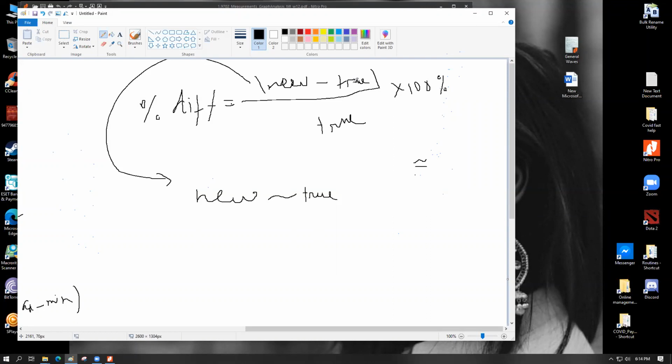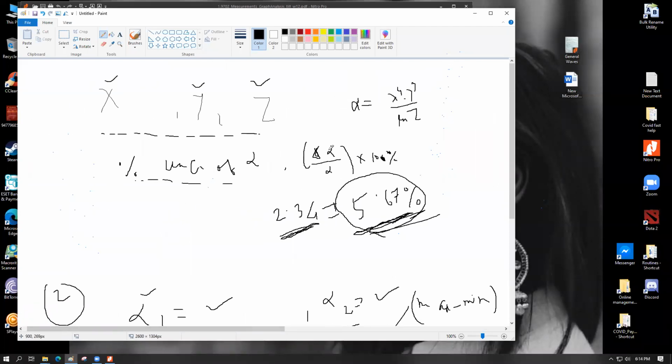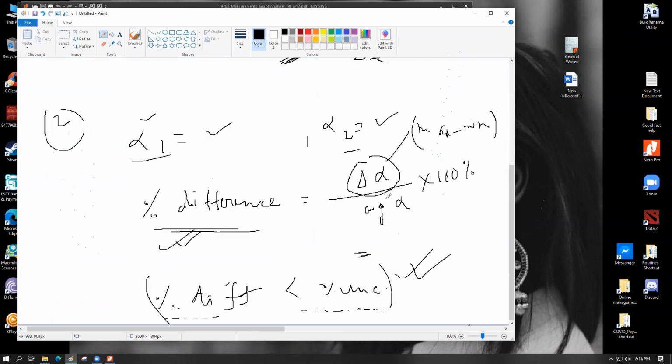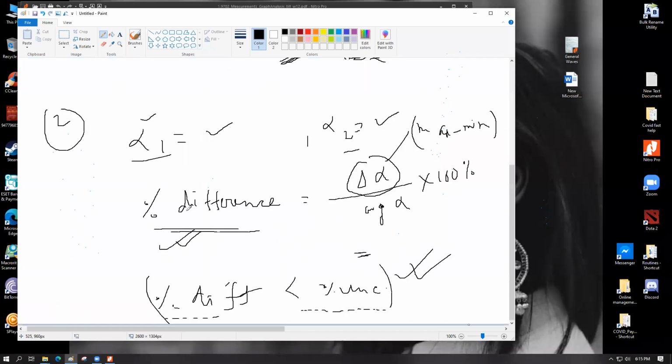Additionally, I was talking about question number 2 in your paper 3, the lab question. In most cases of your lab experiments, we do not know the true value. So usually we always go for this calculation: the difference of the two values divided by the average of the two values. You are not made to calculate the entire uncertainty of the whole experiment for question number 2. You are only made to calculate the percentage difference.